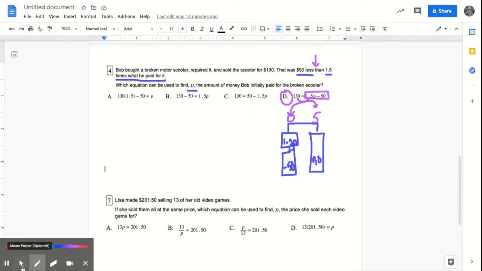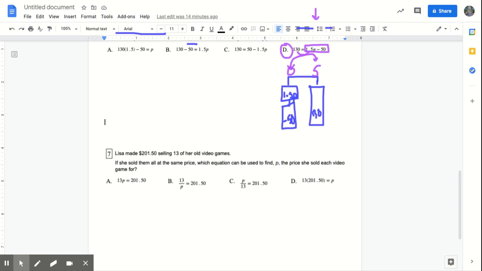All right, and the last one. Another one where you're going to be creating an equation. Lisa made $201.50 selling 13 of her old video games. If she sold them all for the same price, what equation could she write to find P, the price that she sold each video game for? All right, we're going to do the same thing. Set up a hanger, and it's going to represent what she sold. And then over on the other side, it's going to represent all of the video games.